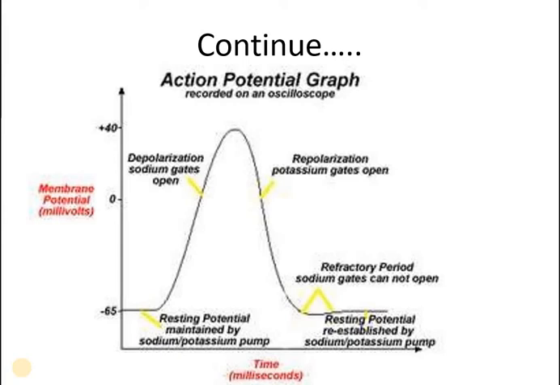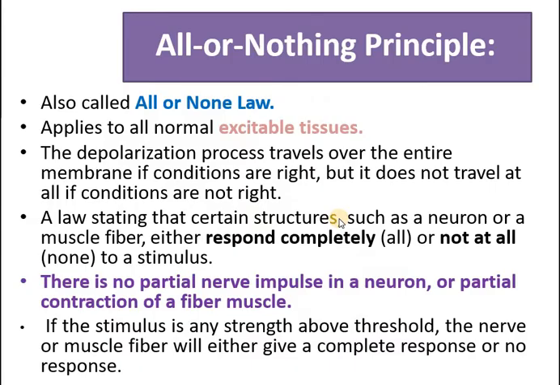So we have discussed this action potential graph. Now we'll continue with the next slide. We have different properties of nerve fibers. We are discussing the conduction in the nerve fiber. We have lots of properties of nerve fiber. Let's start discussing the properties of nerve fiber.